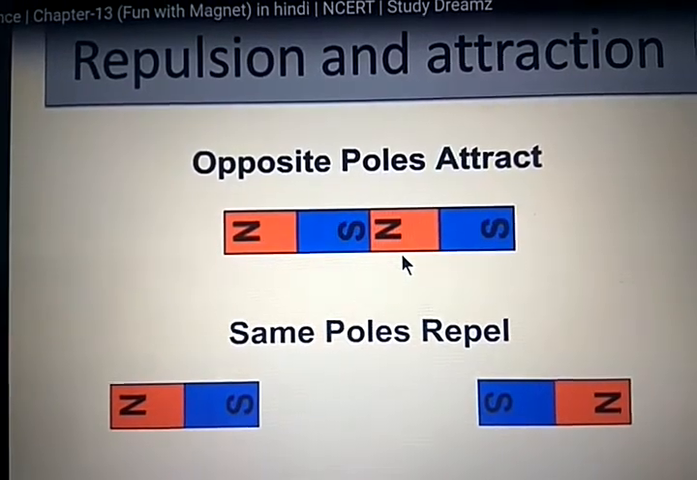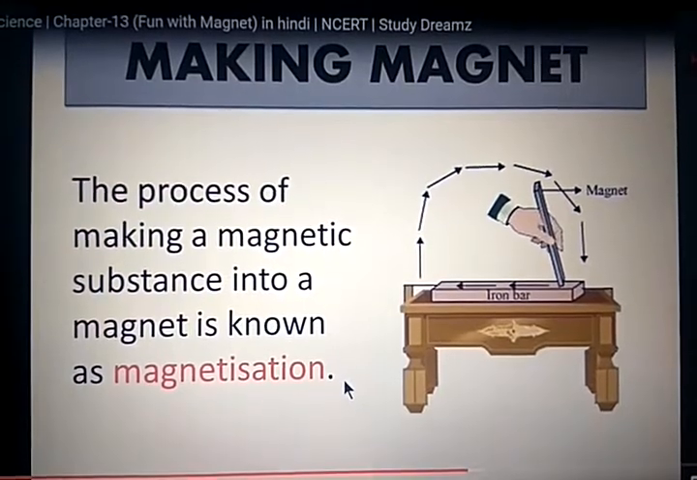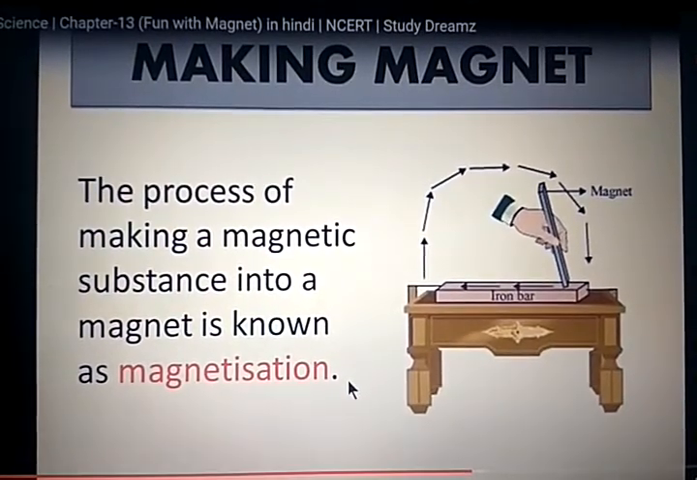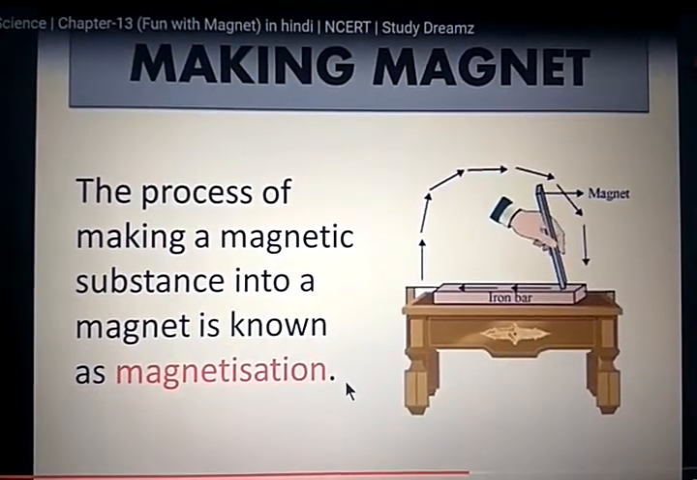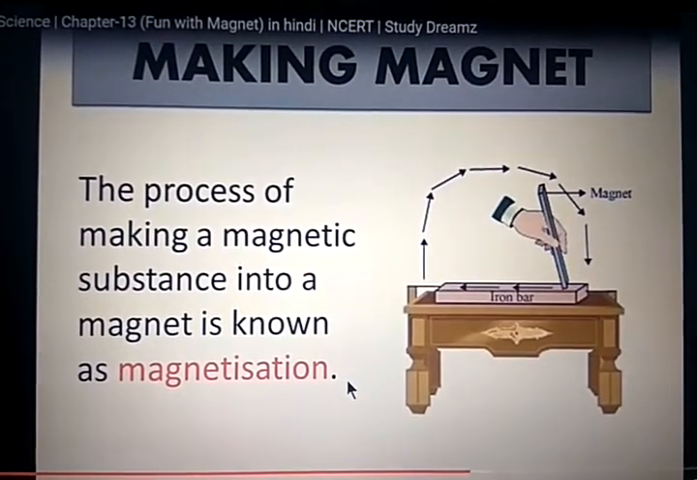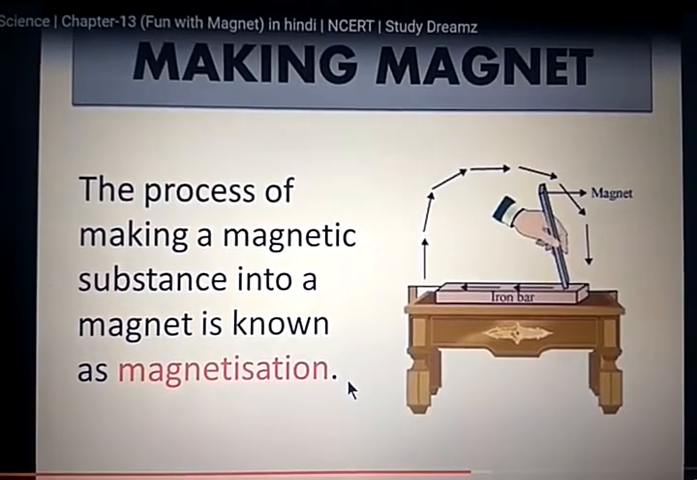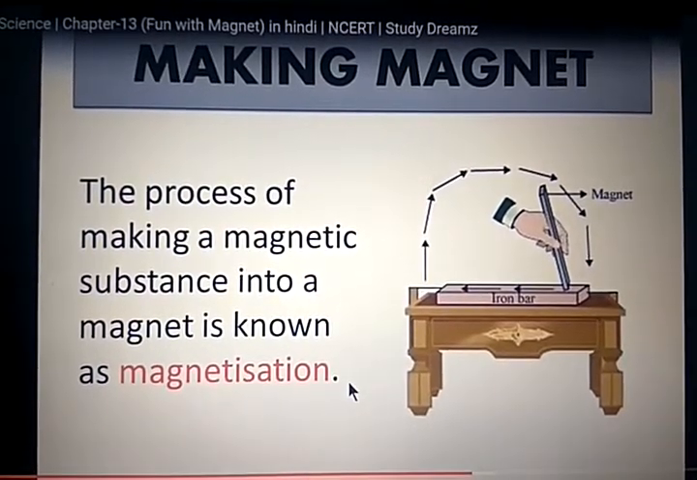Next point, we can prepare a magnet. How can we prepare the magnet artificially? Here is the process. The process of making a magnetic substance into a magnet is known as magnetization.